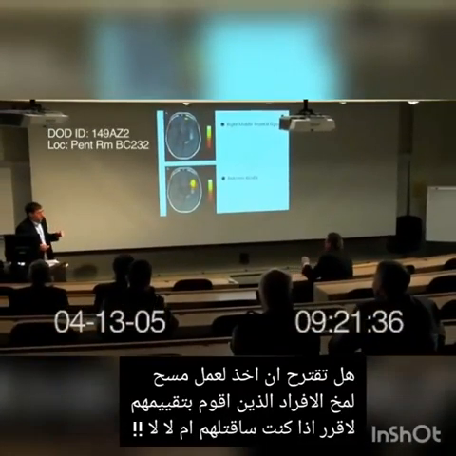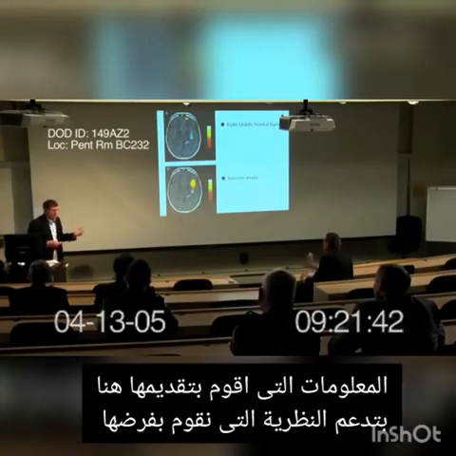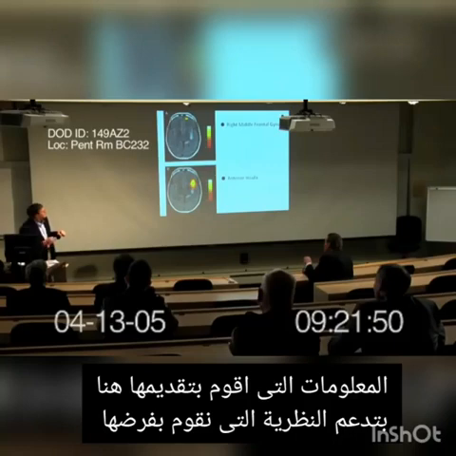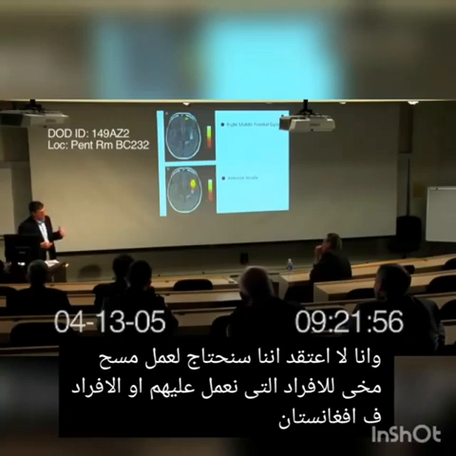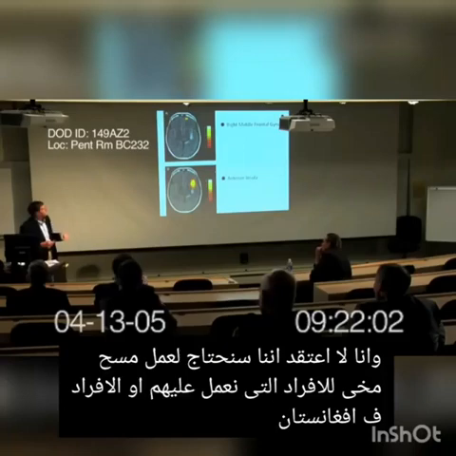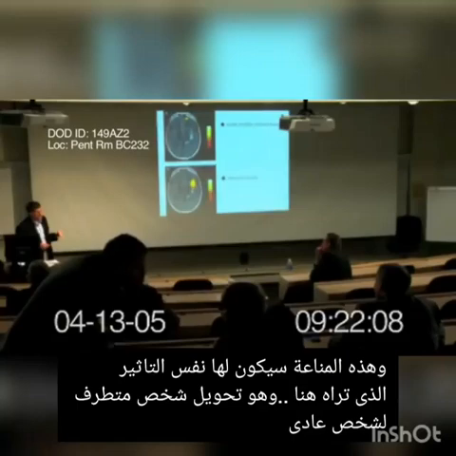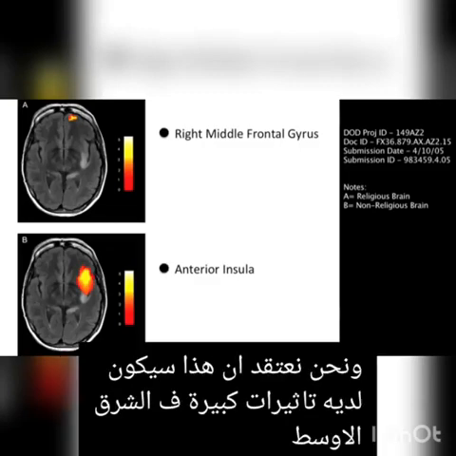So you're suggesting I take a CT scan with me when I'm evaluating people to determine whether I put a bullet in their head? So the data that I'm presenting here supports the concept that we're proposing, and I think that we would not propose to do CT scans or fMRIs on individuals out in the hinterlands of Afghanistan. The virus would immunize against this Vmat2 gene, and that would have the effect that you see here, which is essentially to turn a fanatic into a normal person. And we think that will have major effects in the Middle East.